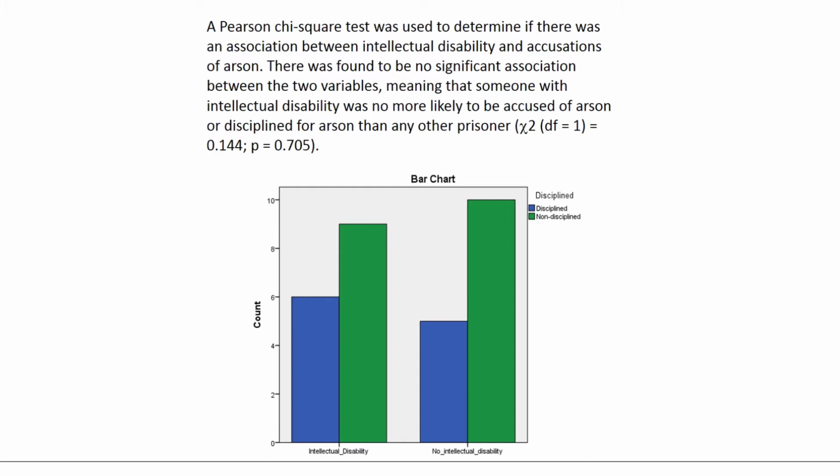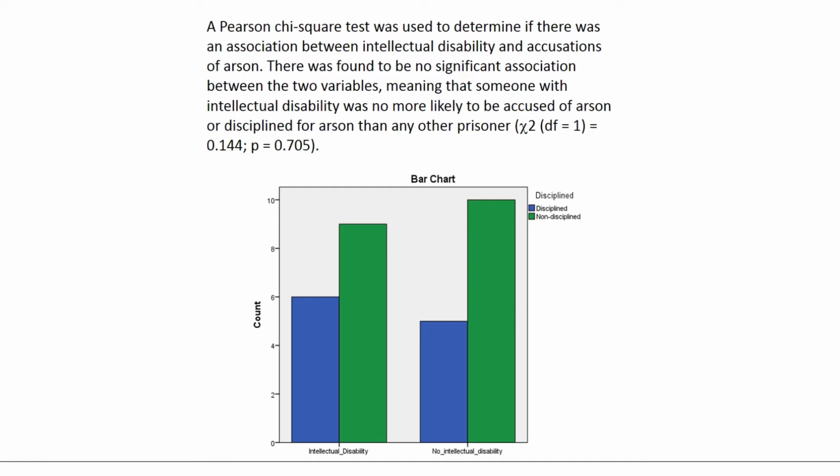And we were making counts and frequency of cases. Okay, there was found to be no significant association between the two variables, meaning that someone with intellectual disability was no more likely to be accused of arson or disciplined for arson than any other prisoner. Okay, so you can see there that we've put it completely into context. This statistical notation here is the chi-square representation. Just accept it, don't question it.